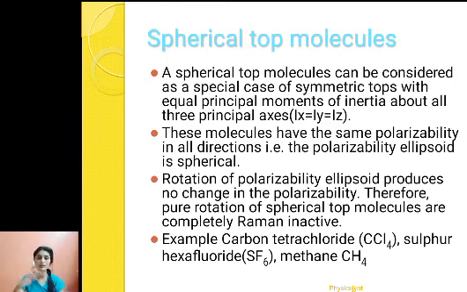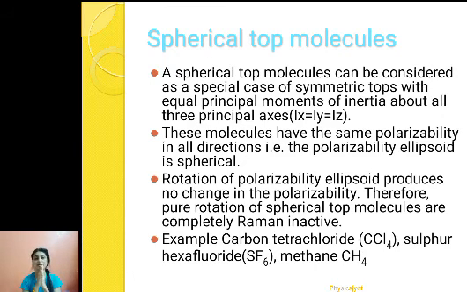And we know that in other cases the polarizability changes with direction. Now, rotation of the polarizability ellipsoid produces no change in the polarizability. Therefore, pure rotation of spherical top molecules is completely Raman inactive. Because when we studied the Raman effect, we know that Raman spectra can be observed only for molecules in which the internal motions can produce a change in polarizability.